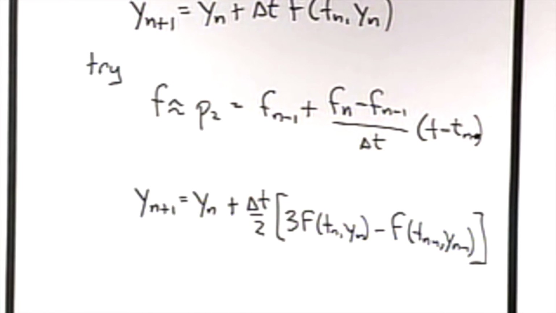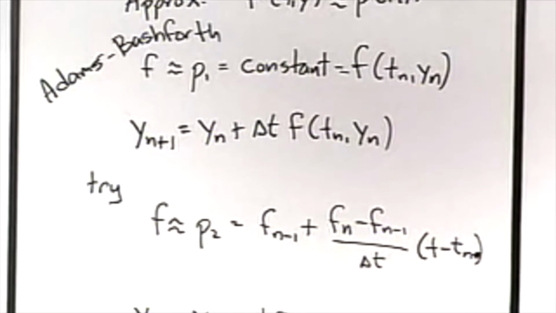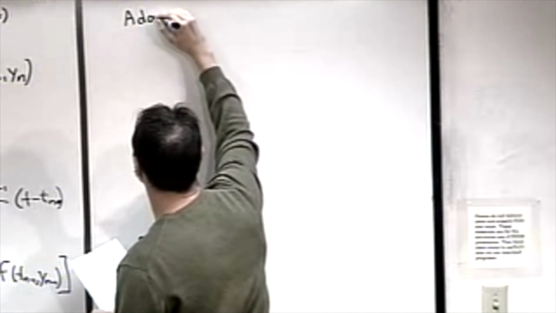Use current and past points to generate some of these schemes, and often get some nice stability properties. But there's no reason why you couldn't use future points. So let's go back and follow what we just did here, and this is called Adams-Moulton.